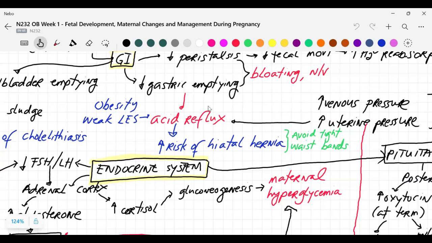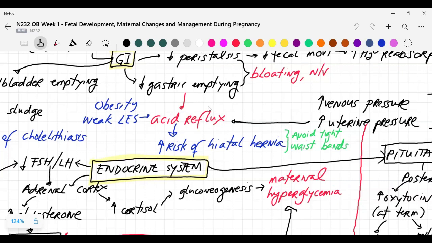If this mom also is obese, which is a BMI greater than how much? You know, that's 30, right? If you have a BMI greater than 30, or if this patient already has a weak LES, the lower esophageal sphincter, that's the sphincter above the stomach. That is what causes GERD, gastroesophageal reflux disease. If you have a weak LES, you get reflux. So if they're coming into the pregnancy already with those issues, then for sure they're going to get reflux.